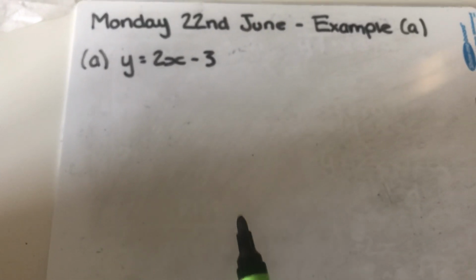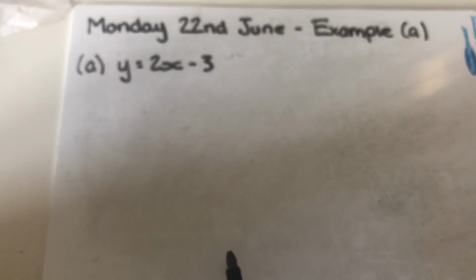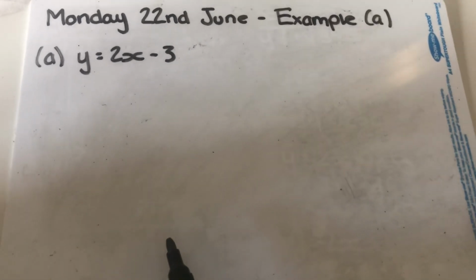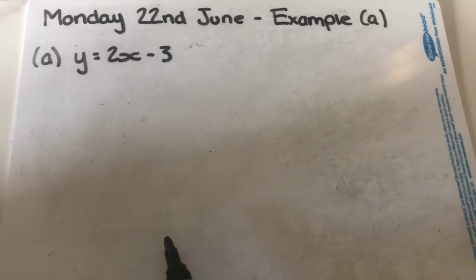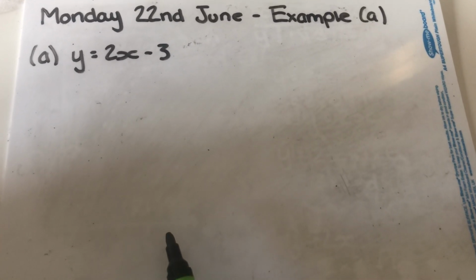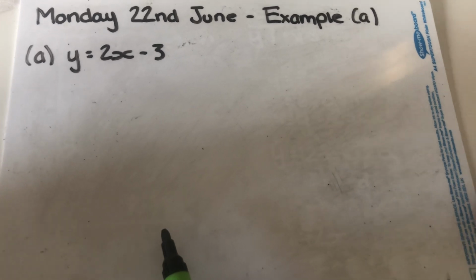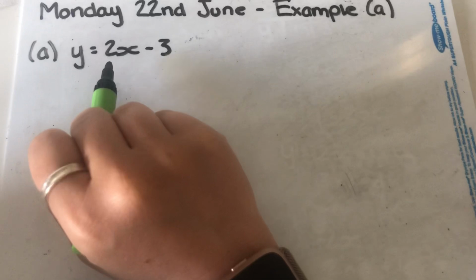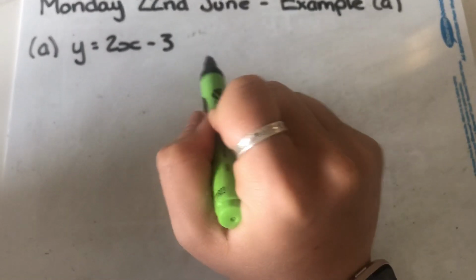So this is example A from Monday the 22nd of June's lesson. For each of these three examples that we're going to do, we're going to state the gradient and the y-intercept of the graph represented by each equation and sketch the graph. So in this first example here, we have y is equal to 2x minus 3.